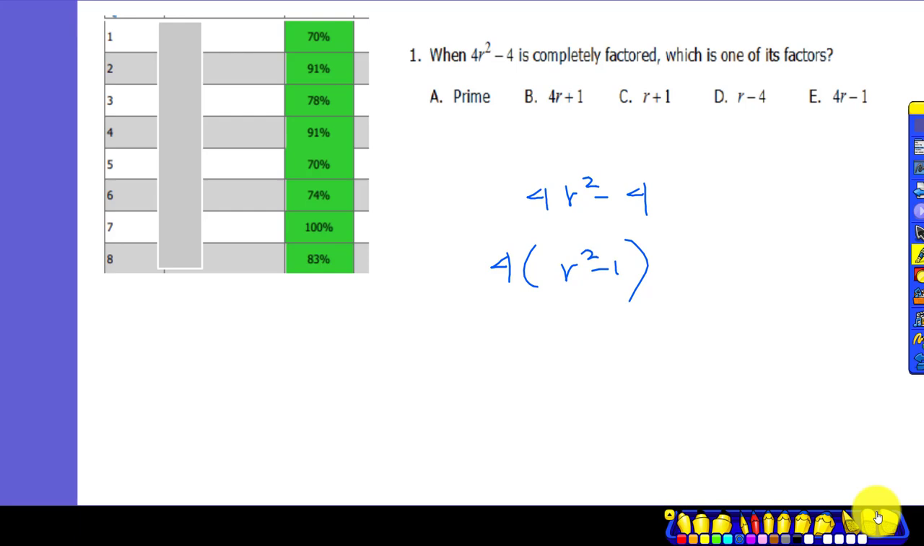So we have a GCF, which is 4 times r squared minus 1. Now check if this can be factored more. Can we still factor this one? There's no GCF. Let's check if this one is the difference of two squares. I have two terms. I have a minus sign in between. Is this perfect? How do we know if a variable is a perfect square? If the exponent is even. So it is perfect. What about 1? Is 1 perfect? Yes, because 1 is just equal to 1 squared.